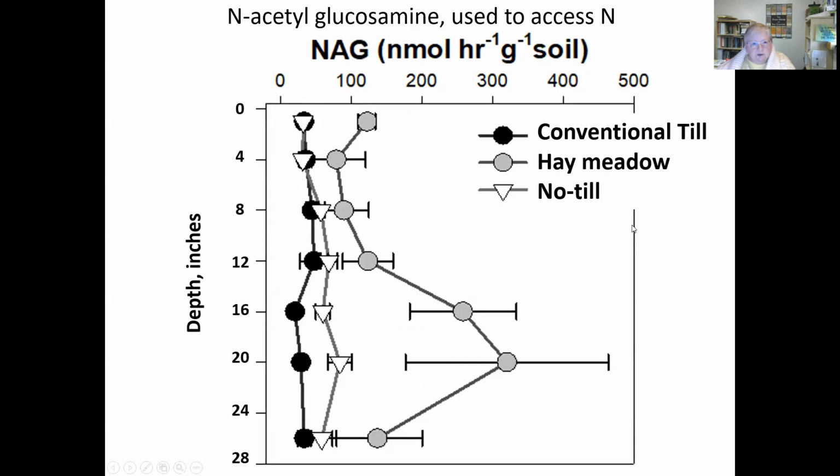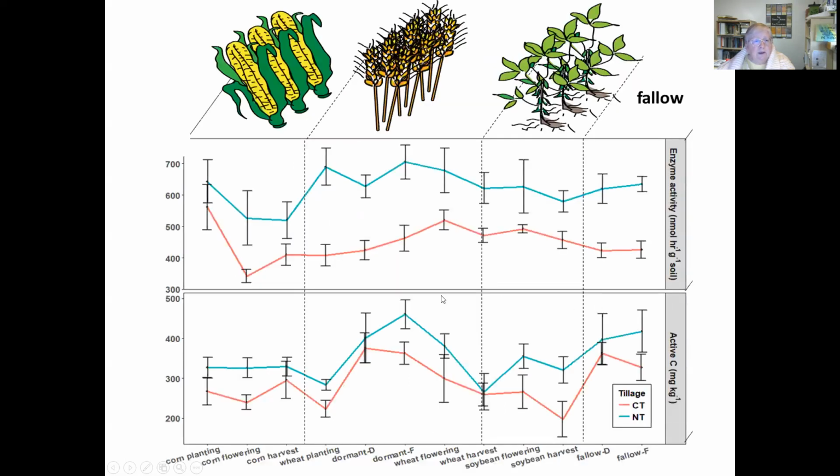Again, the N-acetylglucosamine shows a much bigger decrease in activity in the clay layer, which is a different profile than we saw in some of the others. This enzyme is used to access nitrogen. Again, much more activity in the hay meadow than in the no-till. An interesting difference in the profile is that it's more active within the clay layer. And we've looked at this enzyme activity and also active carbon going through the whole crop cycle.